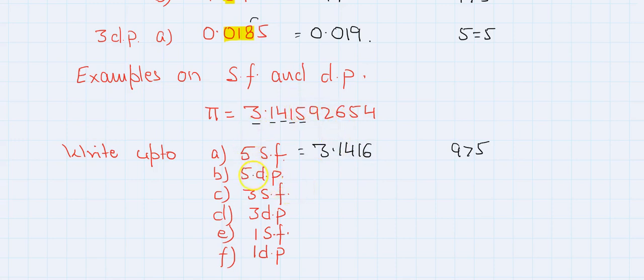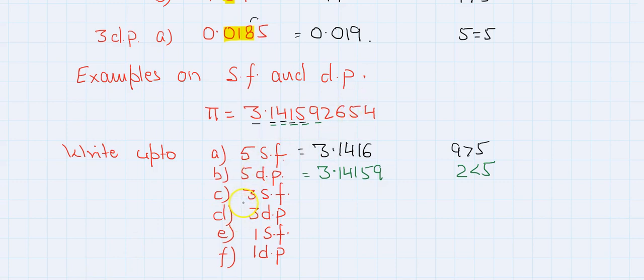Now for the same question, if we have to write up to 5 decimal places. Now for the 5 decimal places, we start counting from after decimal. So this is 1, 2, 3, 4, 5. These are 5 decimal places. And after this decimal place, we have 2. 2 is less than 5. So this 9 is not going to change. So the answer will be 3.14159.